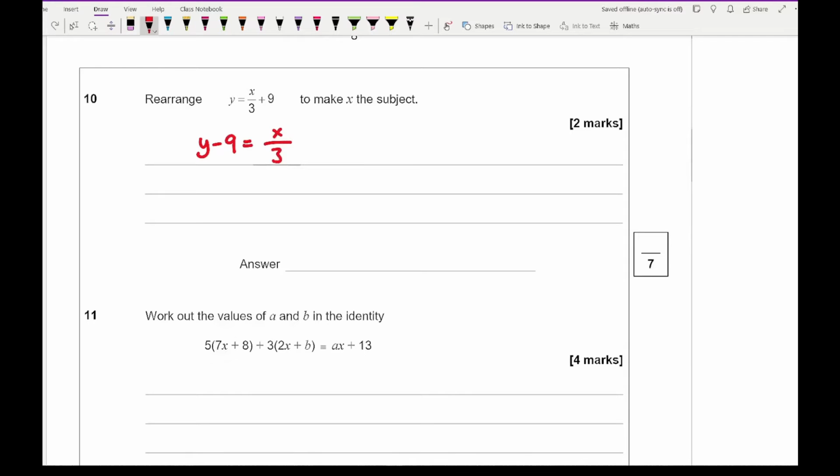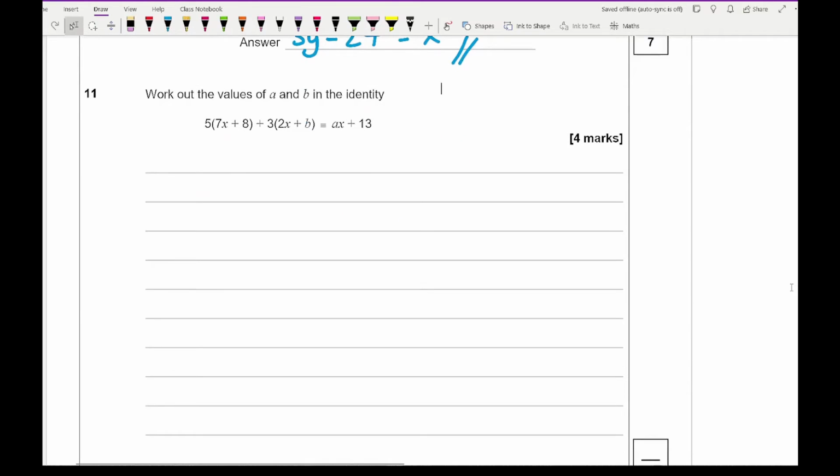What's the 3 doing? Dividing. What's the opposite of dividing? Multiplying. So we then multiply everything on the left hand side by 3. So 3 times y is 3y minus 3 times 9, which is 27. And that's what equals x.